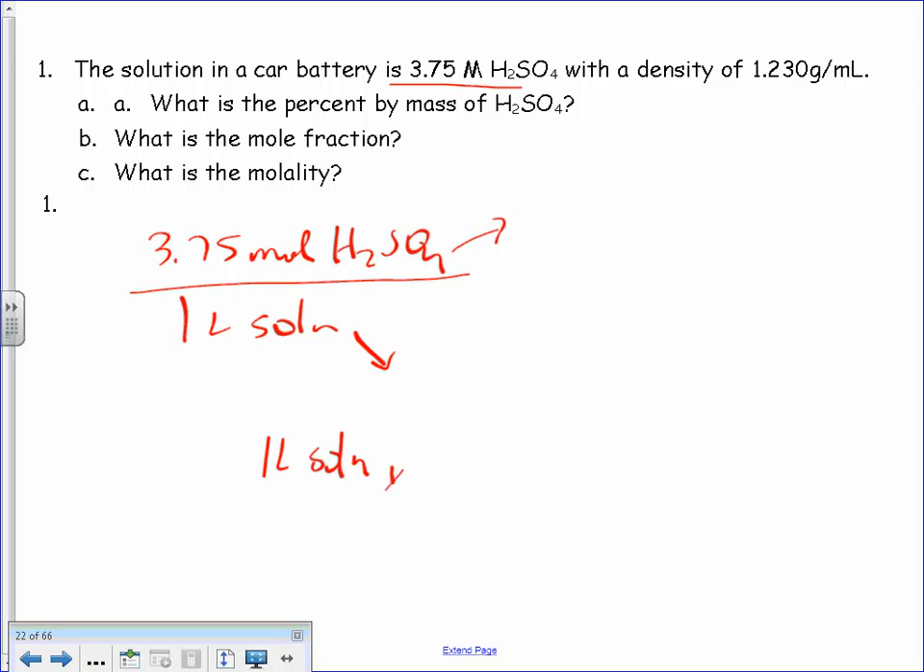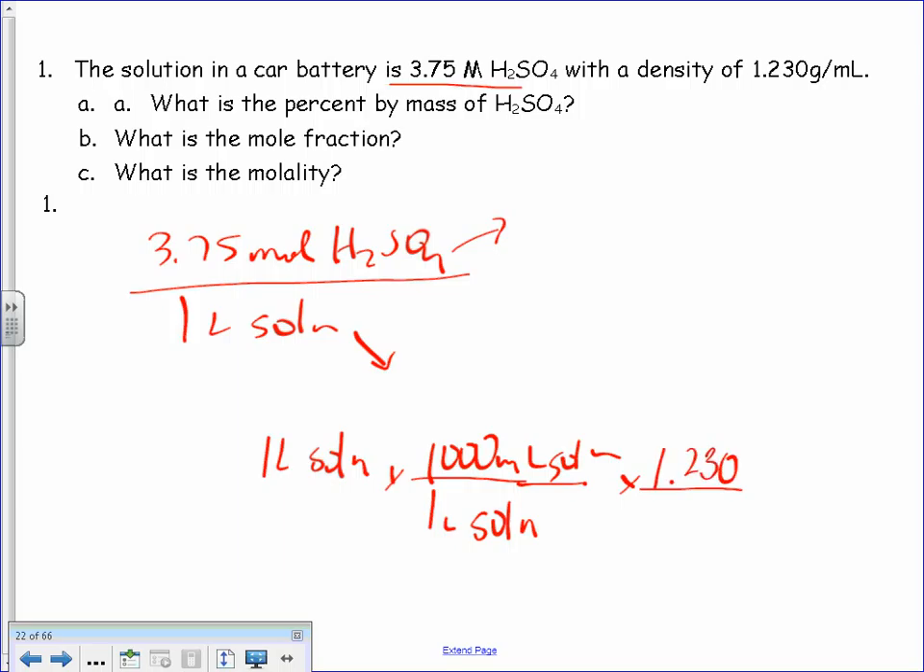Right, so let's take our liters to milliliters. 1 liter is 1,000 milliliters. And don't forget to label this solution. I know it's silly, you think you'll remember it's the solution, but you won't. You'll forget what you're talking about. So, tell me what's next.